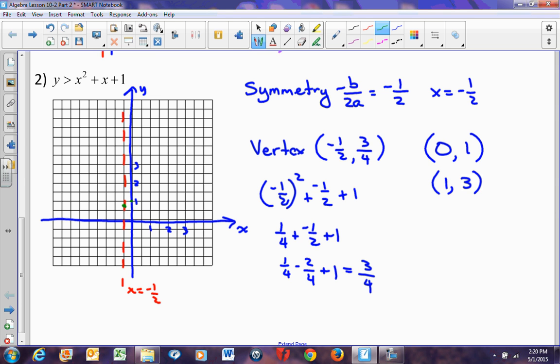0, 1 is here. That is 1 unit to the right of the axis of symmetry, so I need to be 1 unit to the left. Then I need 1, 3. 1, 3 is here. That happens to be 3 units to the right of the axis of symmetry, so I go 3 units to the left of the axis of symmetry. It's a dashed line this time, not a solid line.